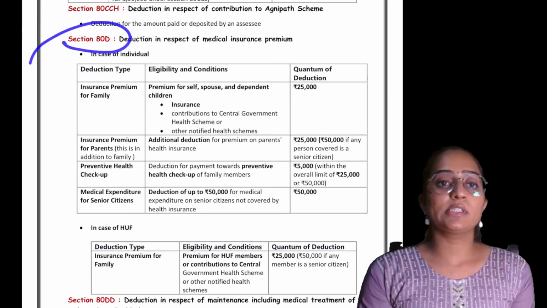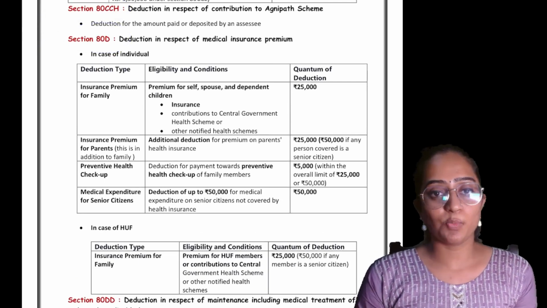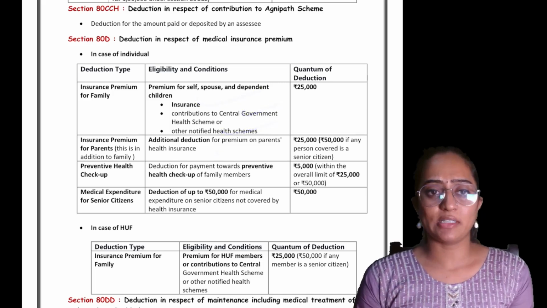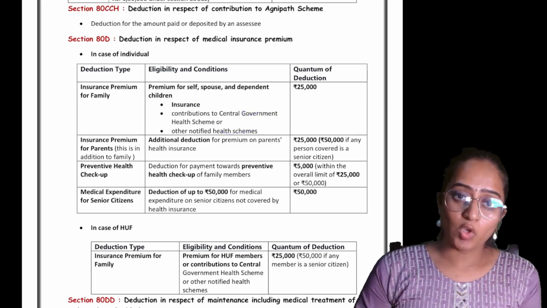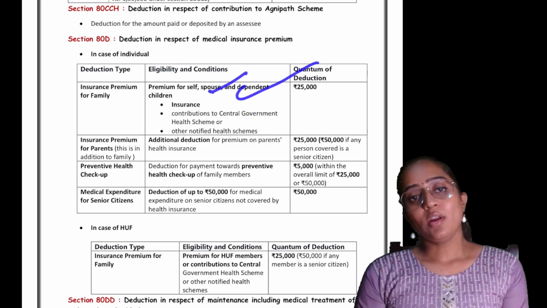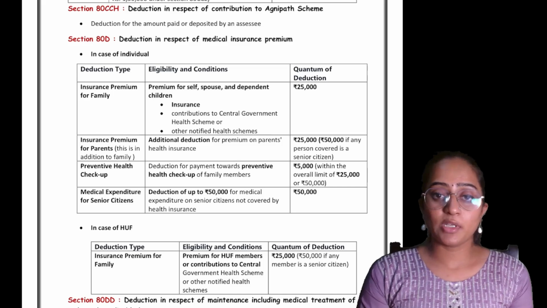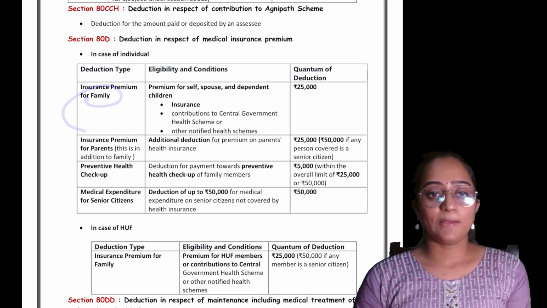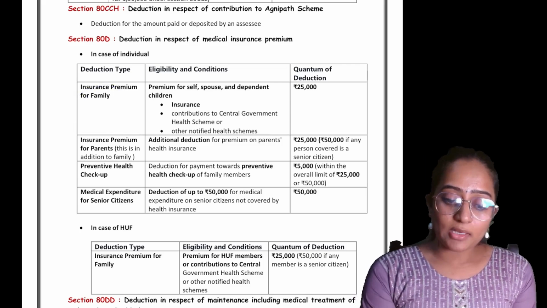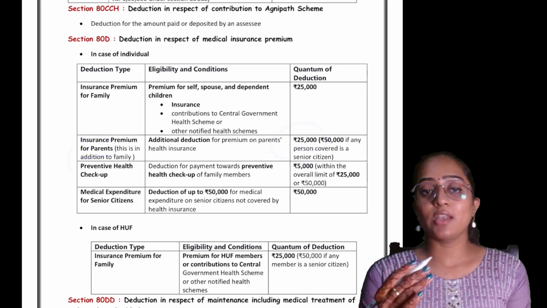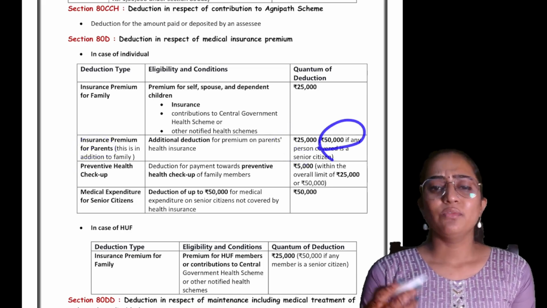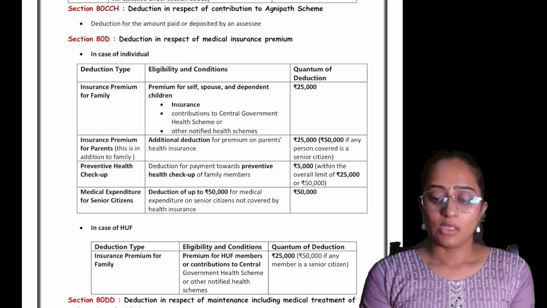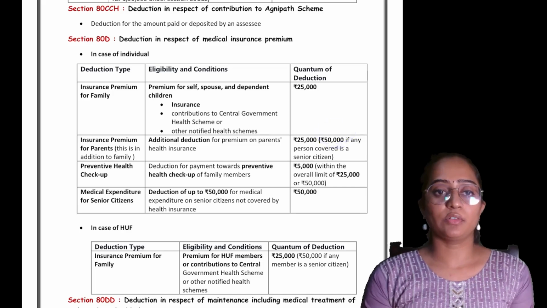And 80D speaks about your medical premium, insurance premium, which you are paying to the central government, to an insurance company, or to any other notified scheme. For yourself, your spouse and your dependent children, you can take a maximum deduction of 25,000. This is considered as family for the purpose of 80D. For the parents, you will get an additional 25,000, and if your parents are senior citizens, you will get 50,000. And you yourself being a senior citizen, you will get 50,000.